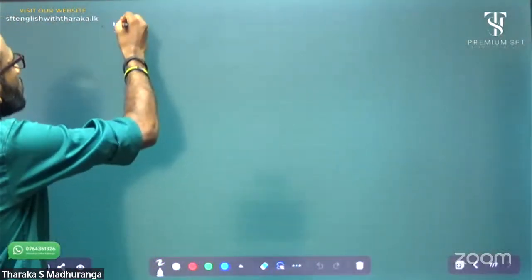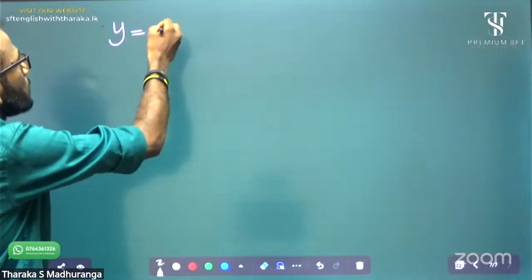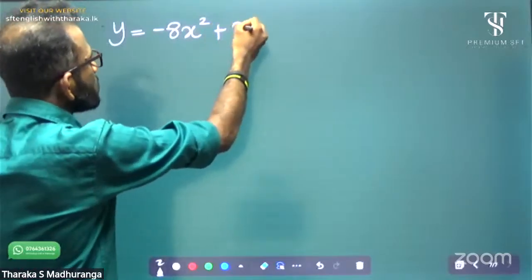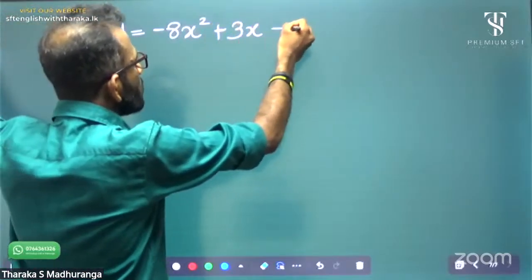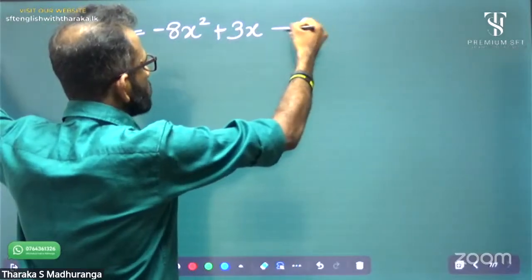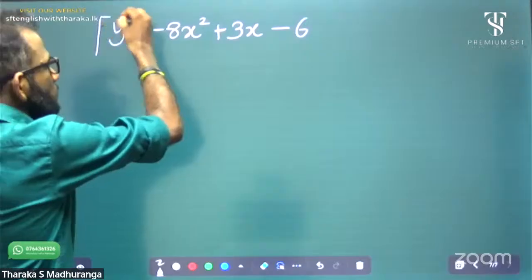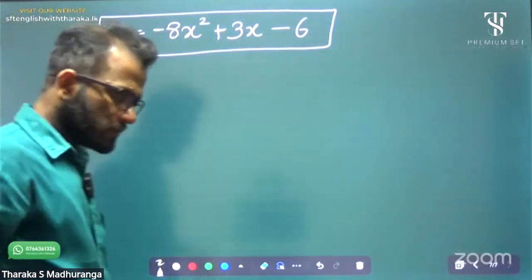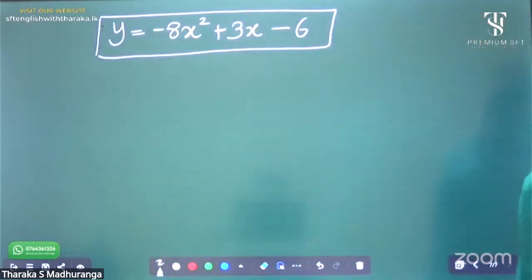Now y equals minus 8x squared plus 3x minus 6. This is a quadratic function. Can you calculate the turning point coordinates quickly? Please calculate the turning point coordinates. They are very important for our final target.